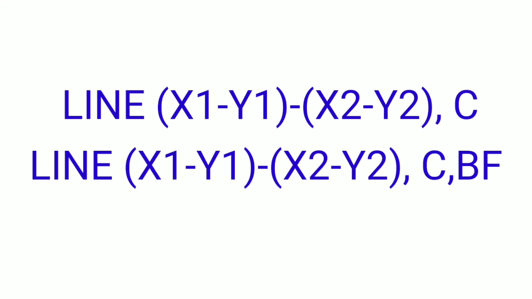And one more thing, the line statement is also used to draw a rectangular box. Using the parameter BF indicates the box has to be filled with the color specified by c. BF is nothing but the box being filled with a specific color.